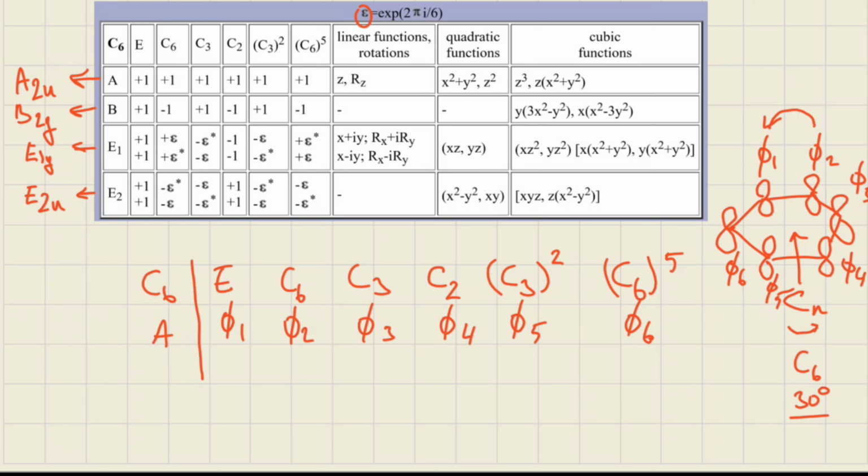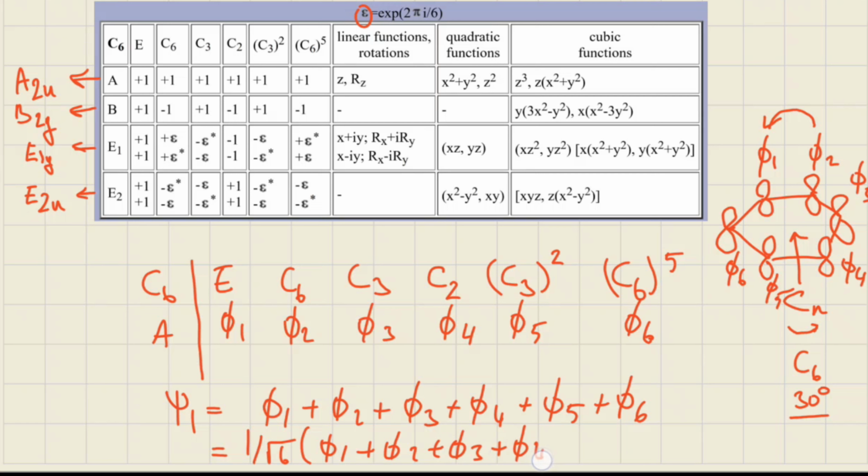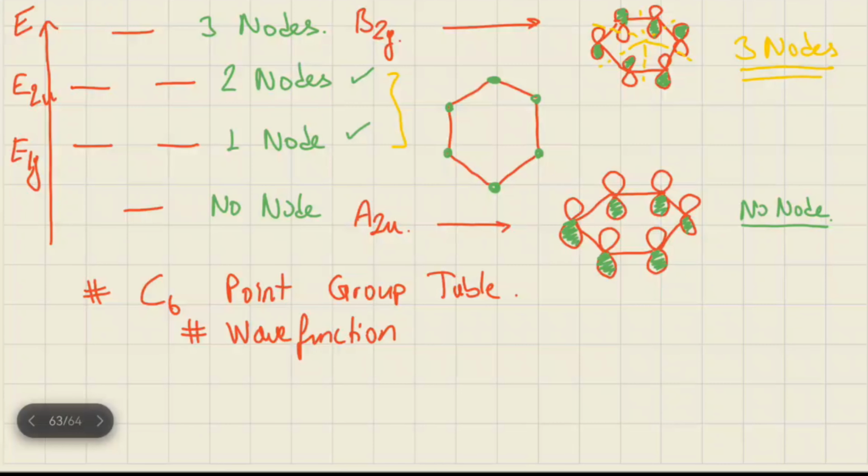And I can write my wave function, which is phi 1 plus phi 2, phi 3, phi 4, phi 5, and phi 6. And I can normalize it. The normalization is very easy, you know, from quantum chemistry. Just 1 over square root of 6 plus others. So this is my first wave function, and it represents this one.